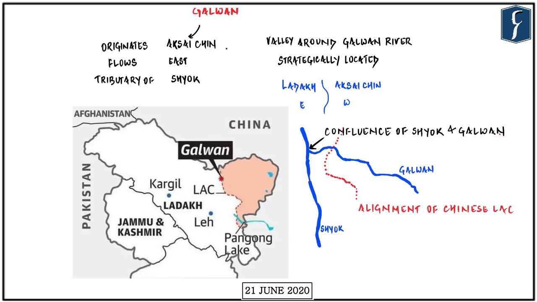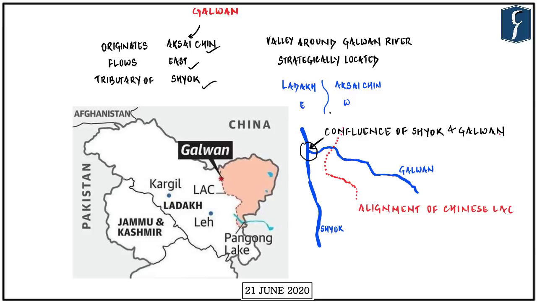Now first and foremost, where is Galwan River and where is the valley? So obviously the valley will be the surrounding area of the river itself, and the river originates in Aksai Chin. It flows in the eastern direction and meets the Shyok River. As you can see, we have drawn the diagram for you. And this confluence of Shyok and Galwan River is the flashpoint.